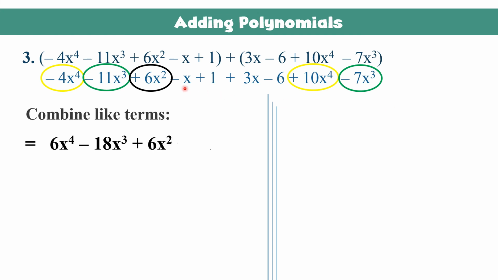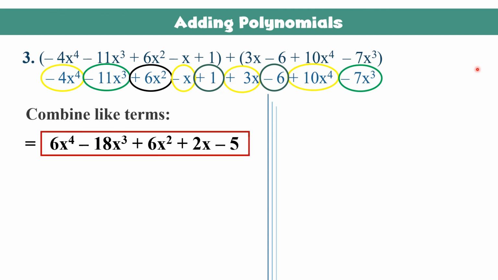Then, after that, we have variable x. We can combine negative x with positive 3x. So, negative x plus positive 3x, you will have 2x. Because this x has the numerical coefficient of 1. So we are subtracting 3 and 1. That's why we got 2. And we copied the sign of the larger number. Then for constant, we have positive 1 and negative 6. Combine them, you will get negative 5. So your answer is 6x raised to 4 minus 18x cubed plus 6x squared plus 2x minus 5.